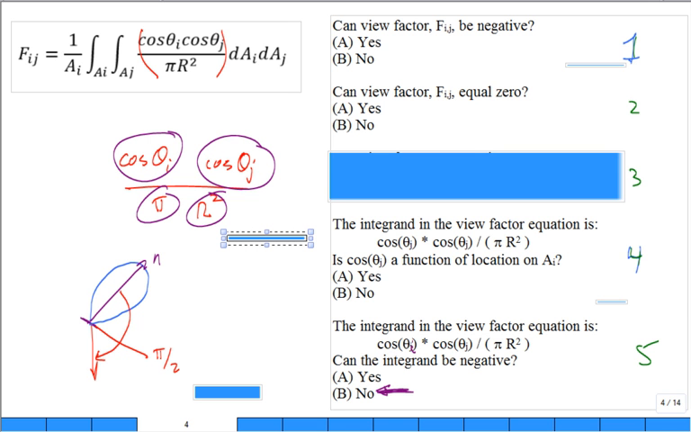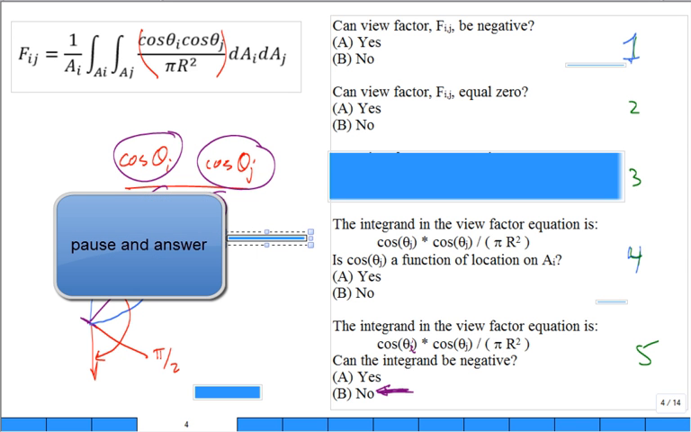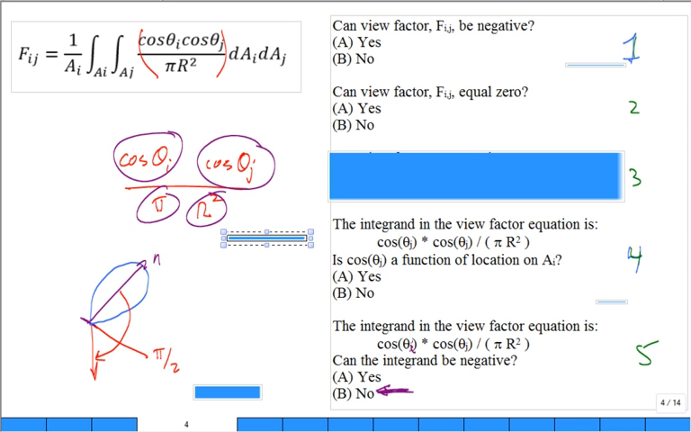Can the view factor Fi to j equal 0? Yes or no? All right, so can the view factor equal 0? Sure. And when would that be? When they're blocked. They can't see each other. There's no photons that'll leave I and hit on J or impinge on J.